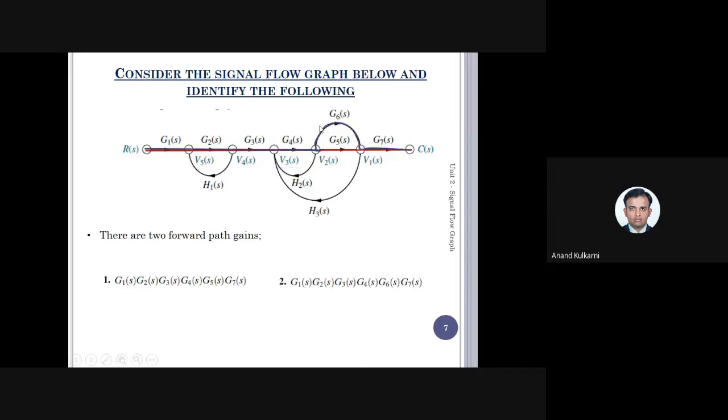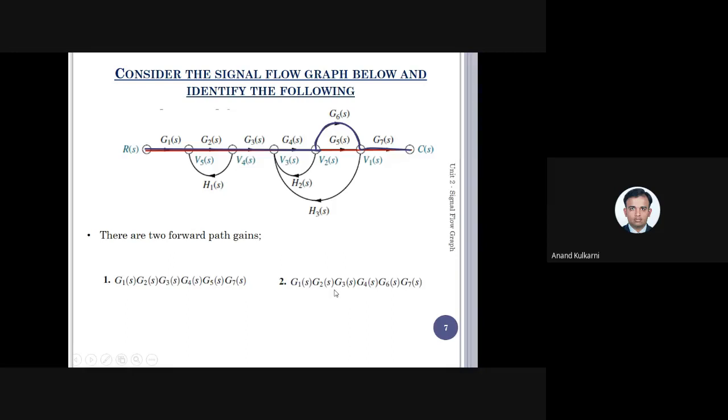There is one more, a second forward path. Just see the blue color line. It is like 1, 2, 3, 4, 5. Instead of 6 going through here, it will go like this, to 6 and 7. That is what is shown in the blue color. So it is G1, G2, G3, G4. Instead of G5, it is G6. Why? Because it is the blue color line. So it will move like this, and instead of going straight, it will go like this. So this is the second forward path, and the gain which is associated with that is called a forward path gain.